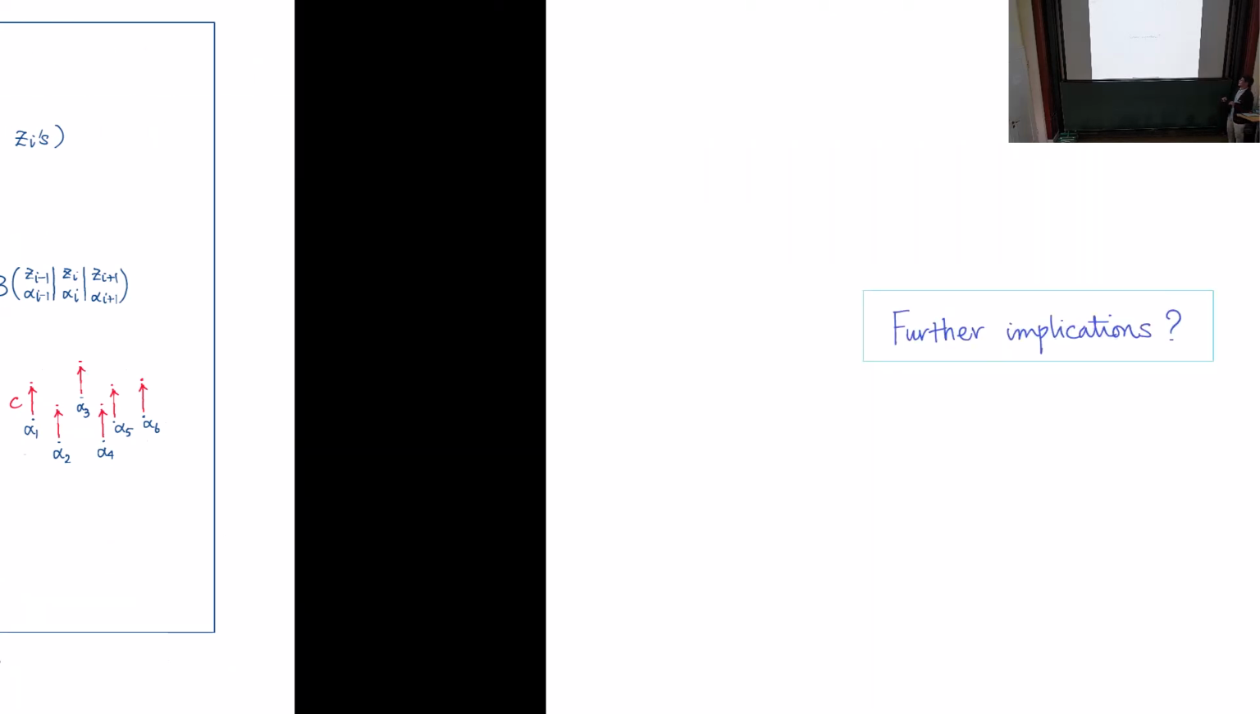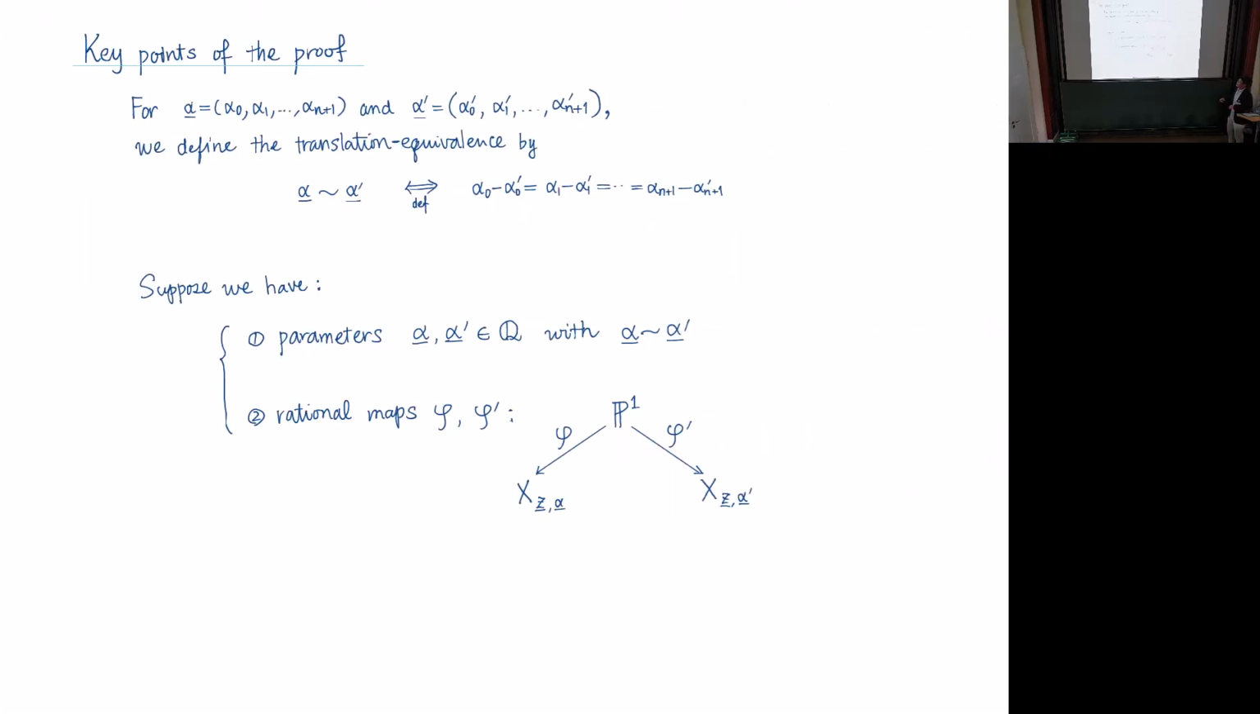So, what are the further implications? In order to understand it, we have to look into the structure of the proof. So, let's define the translation equivalence of the parameters. If you have two translation equivalent parameters, the associated iterated beta integral takes the same value. And suppose now that we have two translation equivalent parameters, and suppose that the associated curves are both birational to P1, both of genus zero, so that we have rational maps this way and this way.